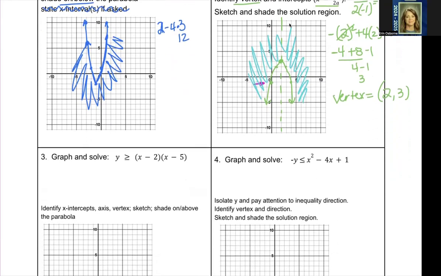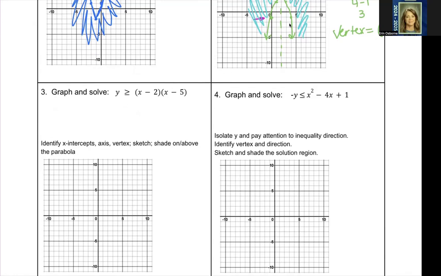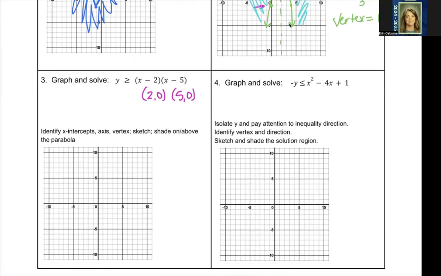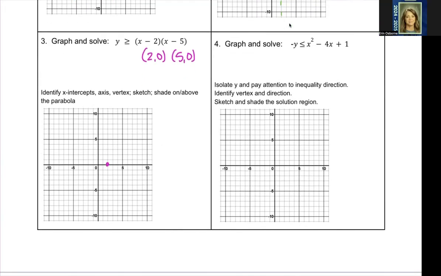Okay, number 3. This is in intercept form, and it looks like it's going to be the parent shape. We're going to shade above it. So the x-intercepts are opposite of what you think. 2, 0 and 5, 0 get plotted. Halfway between them would be 3.5. That is like our line of symmetry.